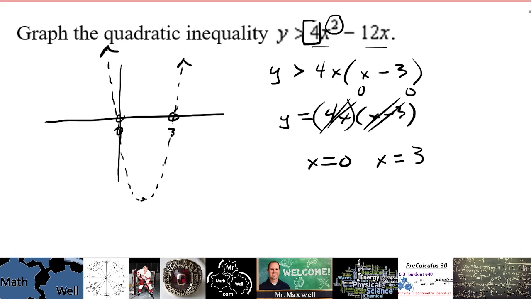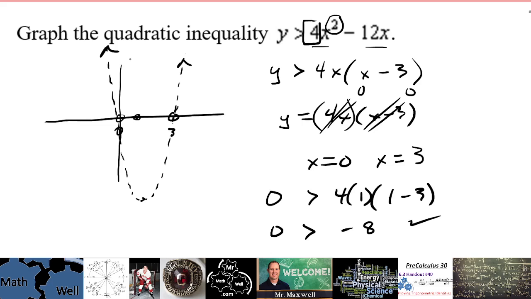Now, if you just did this and you filled this in properly, so what's properly? Well, what about 1, 1? Or 1, 0? That's in here. Let's test that. Okay, so 1, 0 is 0 over here. 4 times 1 minus 3. So 0 is greater than 4 times negative 2. 4 times negative 2, that's negative 8, right? So that is true. So that means that we have this shaded in.